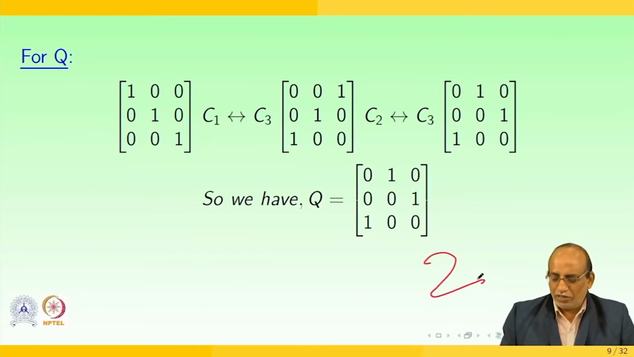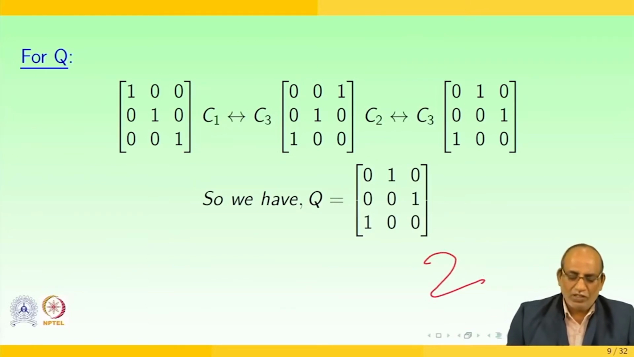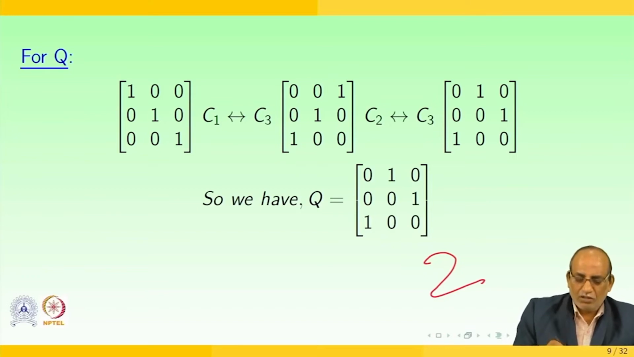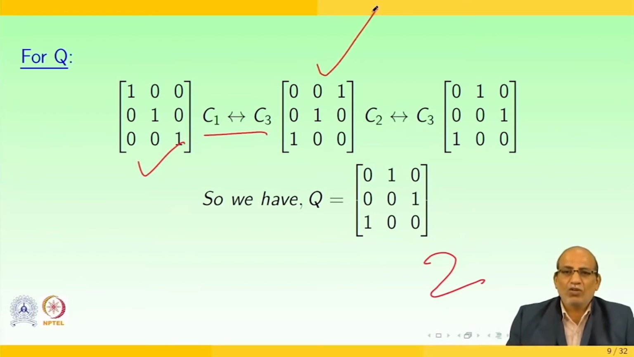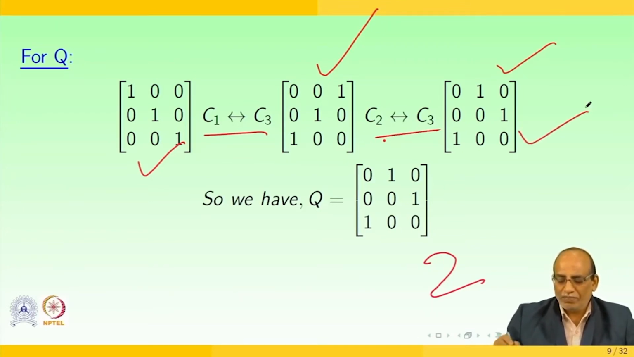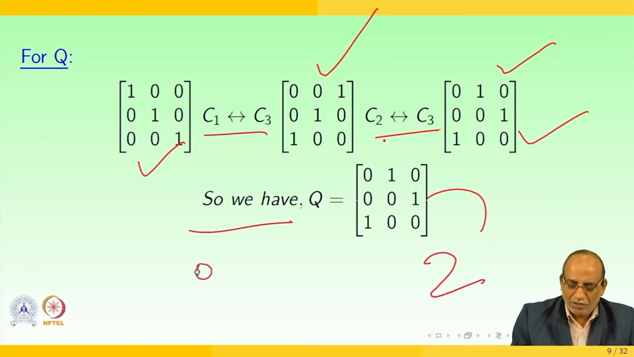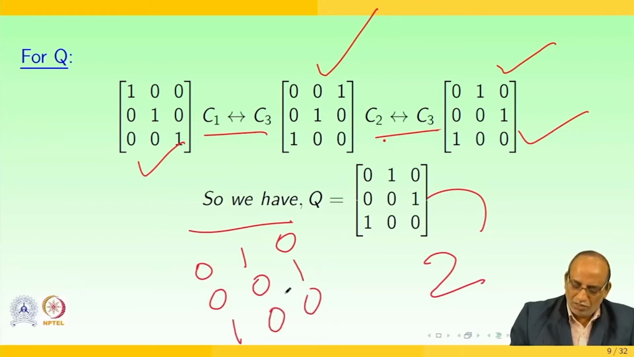Now let's look at this column. So 1 0 0, 0 1 0, 0 0 1. If you apply C1 and C3 to this matrix, it becomes 0 0 1, 0 1 0, 1 0 0. And when you interchange C2 and C3, it becomes 0 1 0, 0 0 1, 1 0 0. So essentially the matrix Q has become 0 1 0, 0 0 1, 1 0 0. This is the matrix Q.